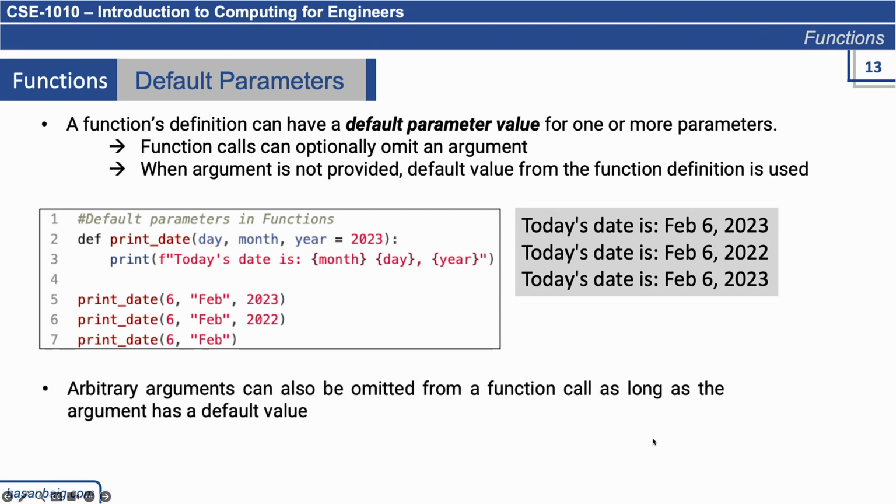Any other question? Arguments can also be omitted from a function call as long as the argument has a default value. This is a very important concept, because you might come across situations where you define the default value, and you will skip passing it while making a function call.